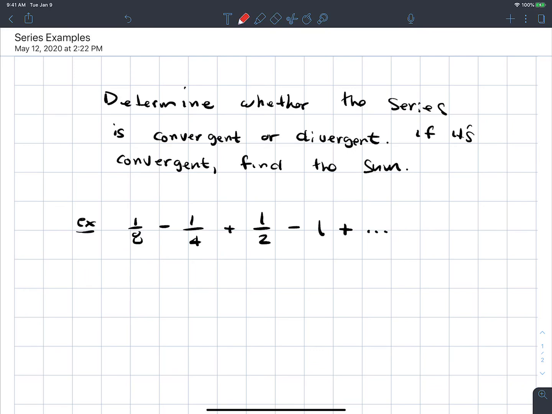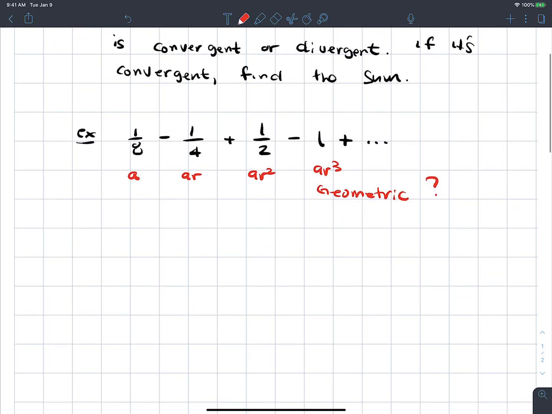I'll put that right here. So we're going to put a question mark. It could be geometric, right? We're not sure. We don't know. This would be the A term. This is AR squared, and AR cubed, and that goes on forever. So what this information says to us is we have to check. We may have a geometric series. So this means that A is 1/8. It means AR is actually negative 1/4.